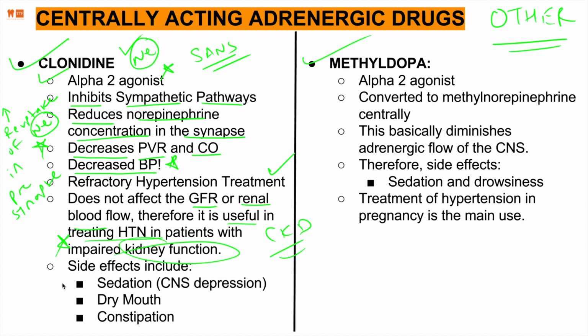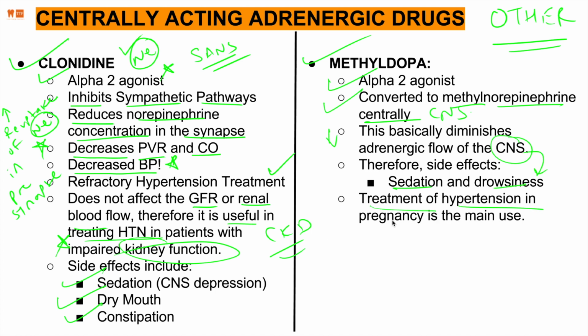Side effects include sedation, dry mouth, constipation. Methyldopa, also an alpha-2 agonist, converts to methyl norepinephrine centrally in the CNS. This basically diminishes adrenergic flow of the CNS, reduces it. Therefore, side effects are sedation and drowsiness because it occurs in the CNS.